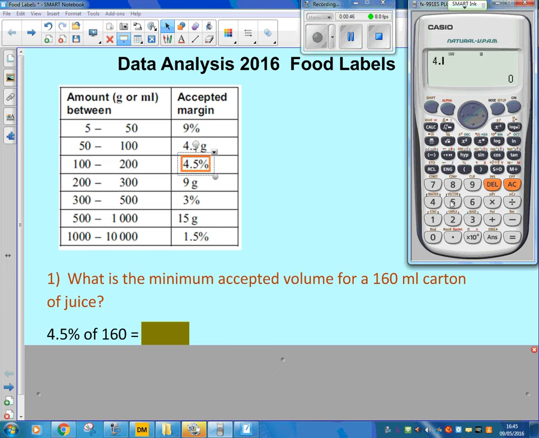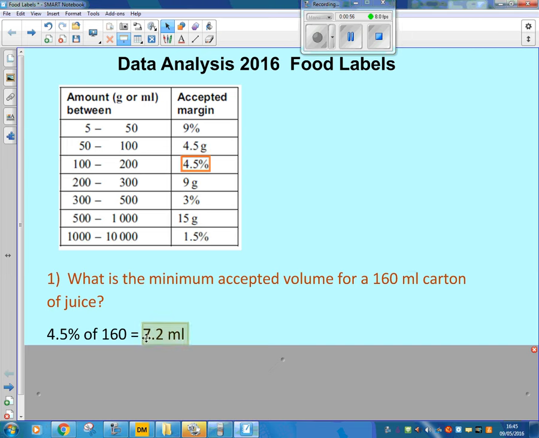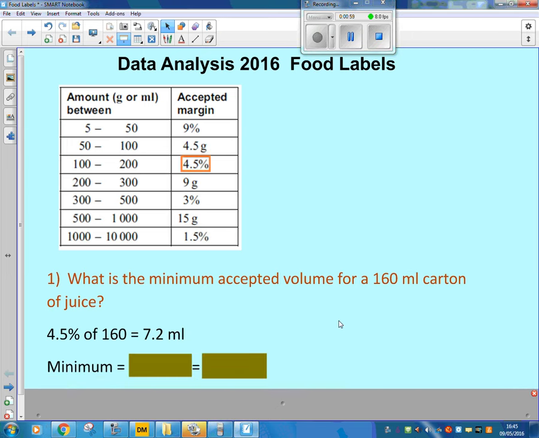So I do 4.5, I multiply it by the 160, divide by 100 because it's a percentage, and it means I'm allowed 7.2 milliliters either way. So the minimum accepted volume means I do 160, take away the 7.2, and that comes to 152.8 milliliters.